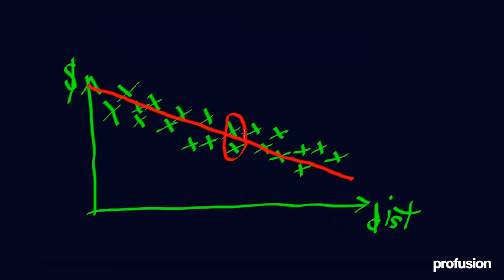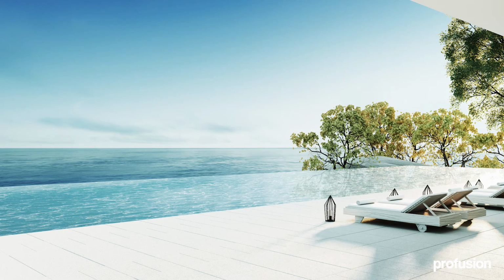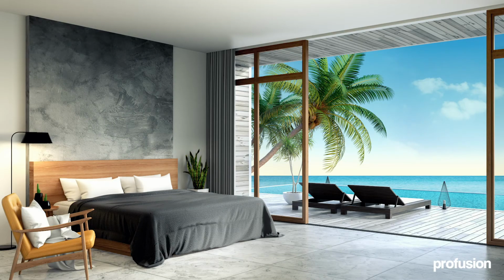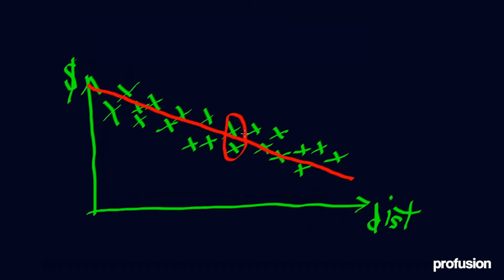Now, why is that? Well, we don't really know, but it could just be that there are other variables at play here, other factors. Maybe one house has a better ocean view, or one house has more bathrooms or bedrooms. And so our model doesn't take that into account. All it knows is that these two houses are roughly at the same distance and seem to have roughly the same price. Not the exact same price, but roughly the same price.